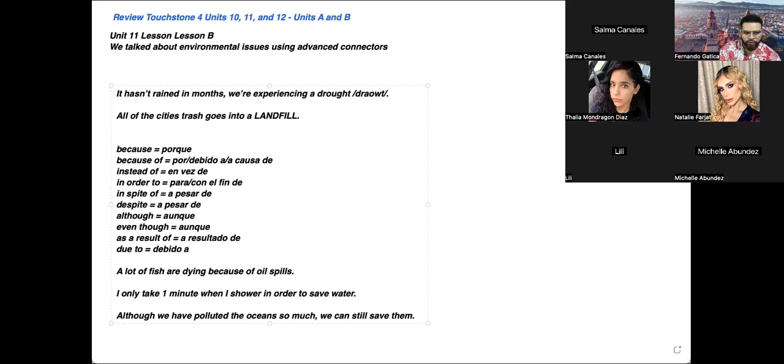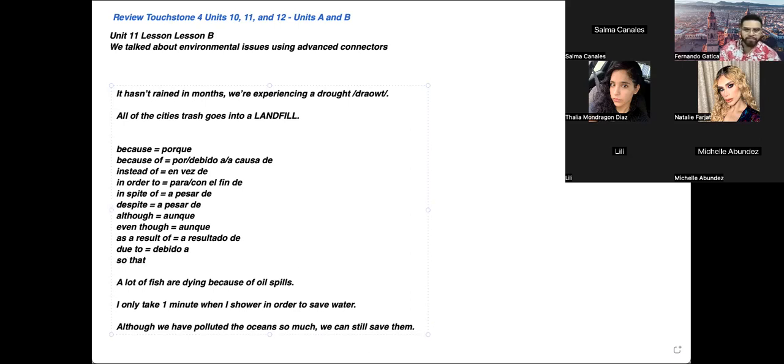Okay, very good. And one more. So that. Para que. Y también si le quitamos el that al so, puede ser para qué. Very good. And those are all the connectors from that lesson. I'm going to erase this, okay?